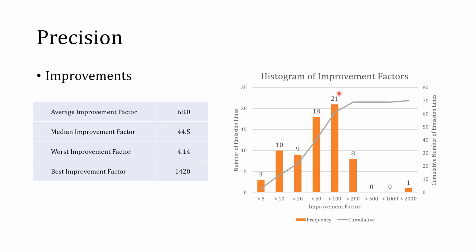If we look at the histogram, 21 results had an improvement factor from 50 to 100 times. 18 emission lines had improvement factors between 20 and 50. 9 had improvement factors from 10 to 20, and 10 lines had improvement factors from 5 to 10. There were also 8 lines with improvement factors between 100 and 200. Then the one outlier, I would say, as well as some lines with improvement factors under 5.